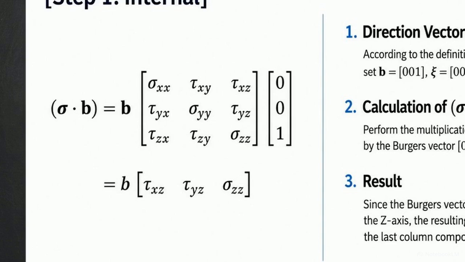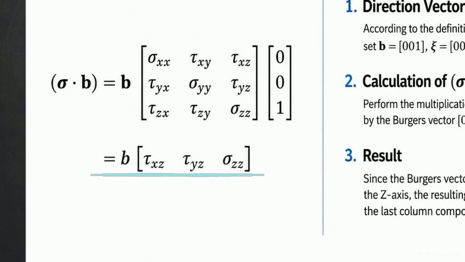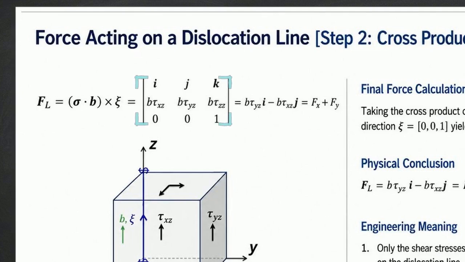Performing the internal dot product for a screw dislocation involves multiplying the stress tensor by a Burgers vector of 0, 0, 1. Multiplying by this unit vector extracts only the third column of the stress tensor, simplifying the intermediate stress vector to these three shear and normal components. Next, we set up the determinant matrix to calculate the cross product of that result with the line direction, c. The resulting vector equation shows that the force has no z component.